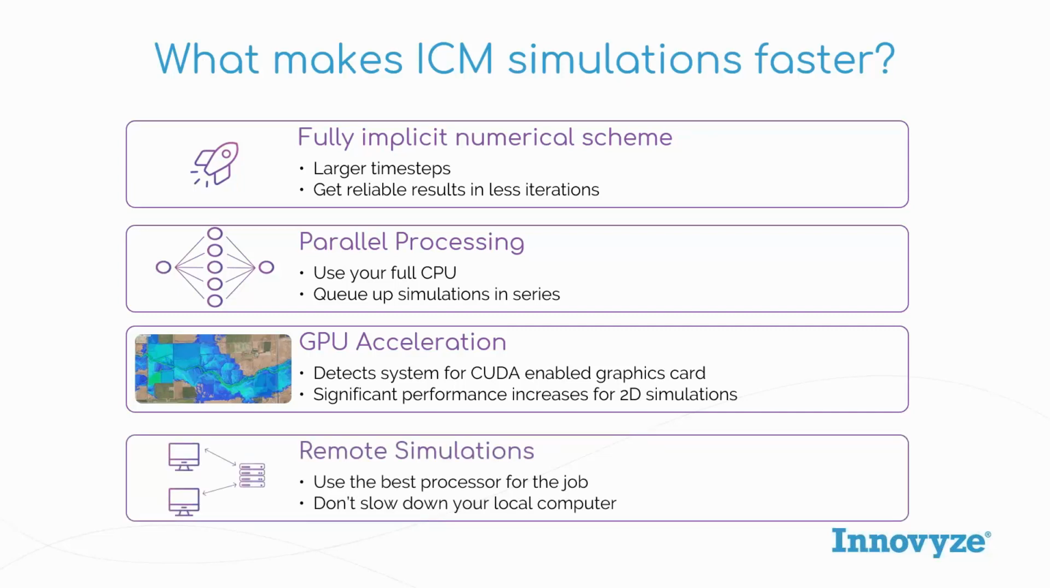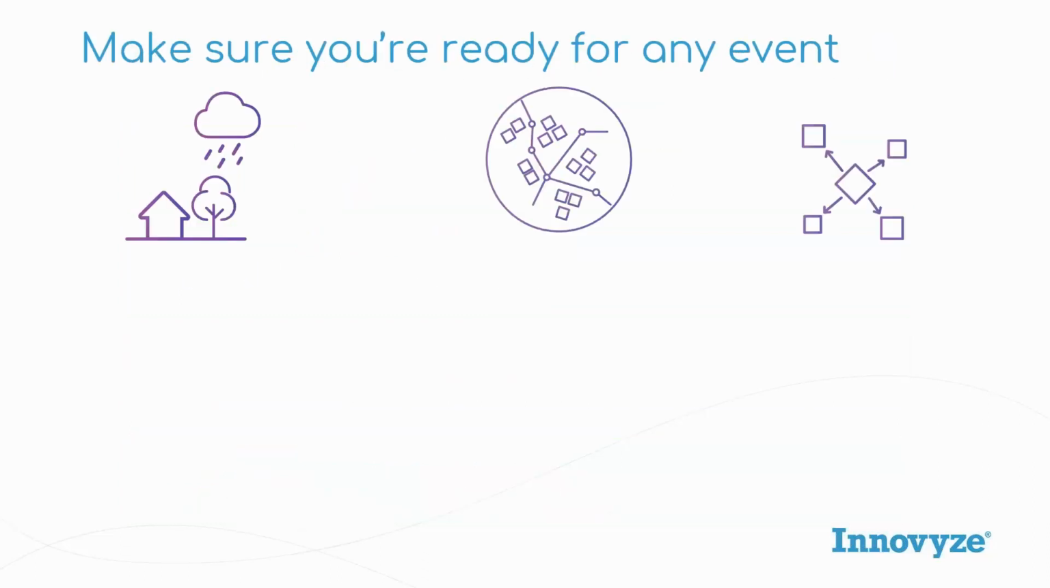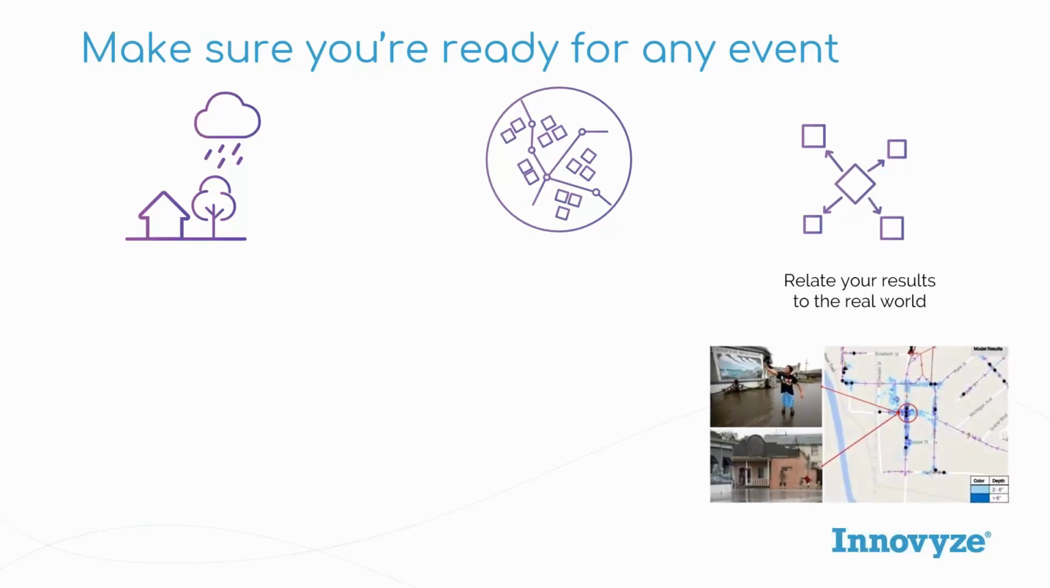And then we have remote simulations, whereby you can use the best processor for the job. You don't need to slow down your local computer. You can send those simulations off to any computer on the network with a license to run the simulations. And all of this helps you make sure you're ready for any event as it could happen. Because you can relate your results to the real world with links to photos, links to maps, and representing it as it is in the geographic space.